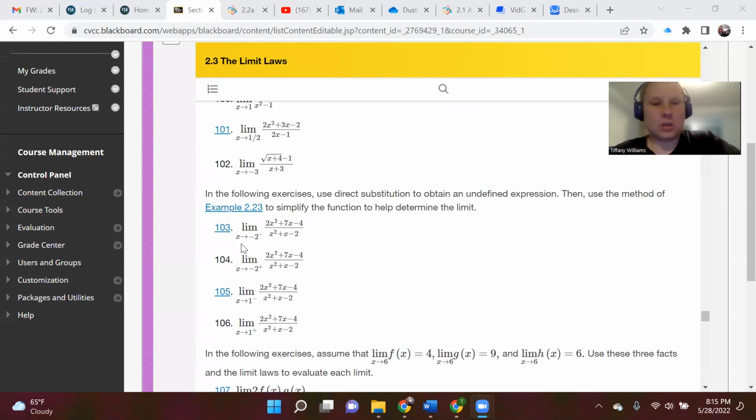All right. So 103, we've got the limit as x approaches -2. Now notice you've got the negative on the right side there. That means that we're coming from the left, right? So when the negative is behind the 2, that means from the left. If it was a little plus sign behind it, it would be coming from the right. Of 2x squared plus 7x minus 4 over x squared plus x minus 2. All right. So let me pull up a whiteboard so we can look at it.